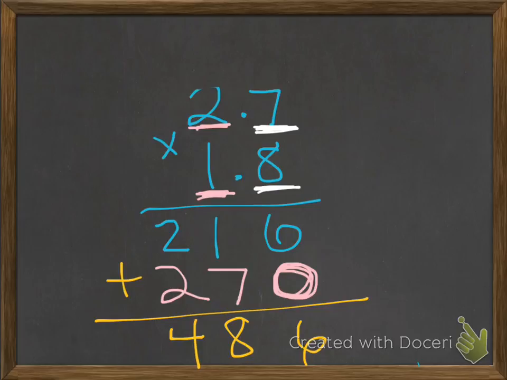So I'm going to grab my invisible decimal that's in the back, and I'm going to move it in 1, 2 spaces, and drop it off. So my answer is 4.86, or 4 and 86. Ooh, that looks like crazy handwriting. 4 and 86 hundredths. Let's do another one.